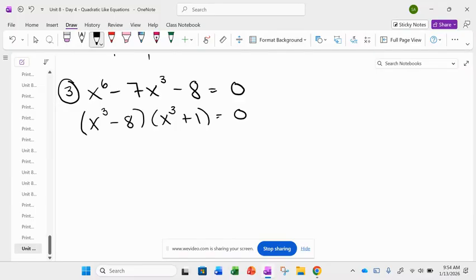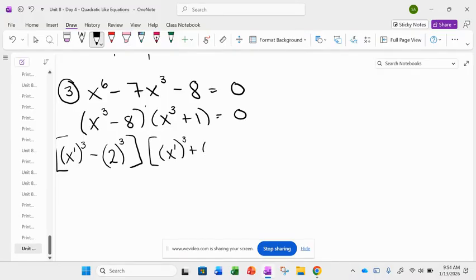We say, okay, well, maybe I shouldn't have solved. Let's look at these parentheses again. X cubed minus 8. It's not a dot, but what is it? A difference of cubes. And x cubed plus 1 is not a dot, but isn't that a sum of cubes? So that's what we have to do. So this becomes x to the first raised to the third minus 2 raised to the third. And this becomes x to the first raised to the third plus 1 raised to the third.